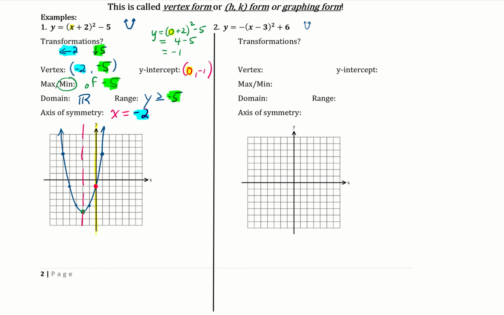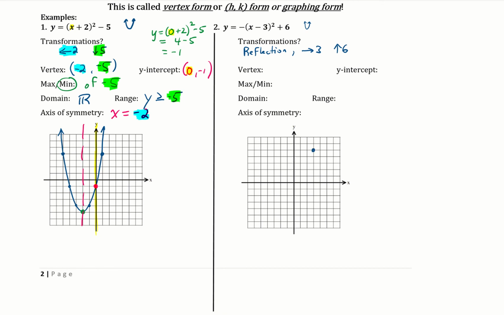The negative in front is going to be a reflection. The -3 inside the parentheses is going to move the graph right 3. And the +6 is going to move it up 6. So we're going to start there and graph that vertex. From (0, 0), we're moving right 3, up 6. That's going to be the vertex.